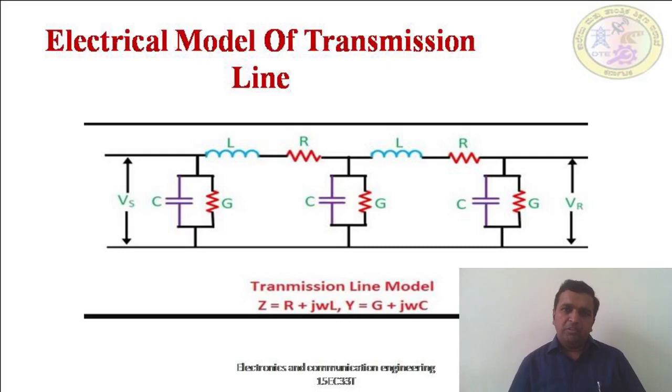In the diagram you are seeing the electrical model of a transmission line. Whenever you hear the word electrical, it includes resistance, inductance, capacitance, conductance and so on. Here is how I have modeled the transmission line. Resistance and inductance are connected in series. Capacitance and conductance are connected in shunt, or parallel. This is for one unit length.